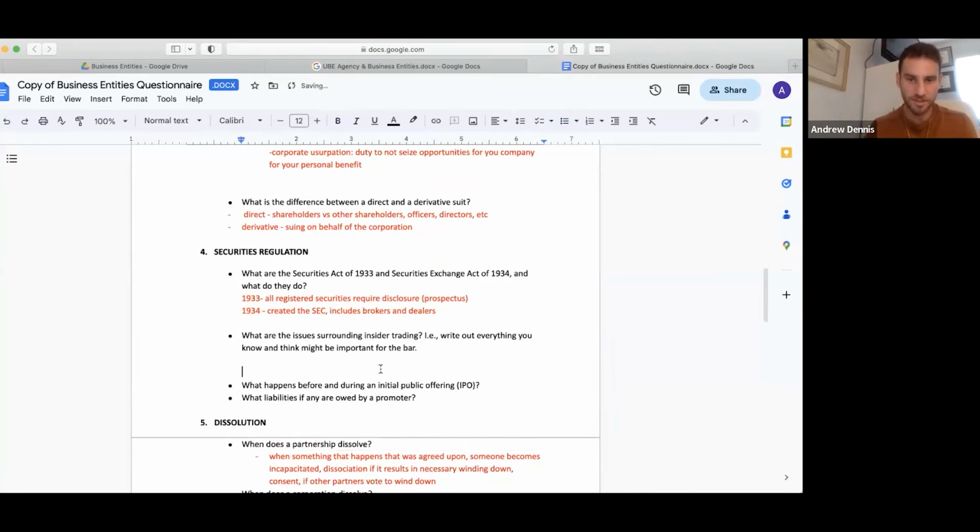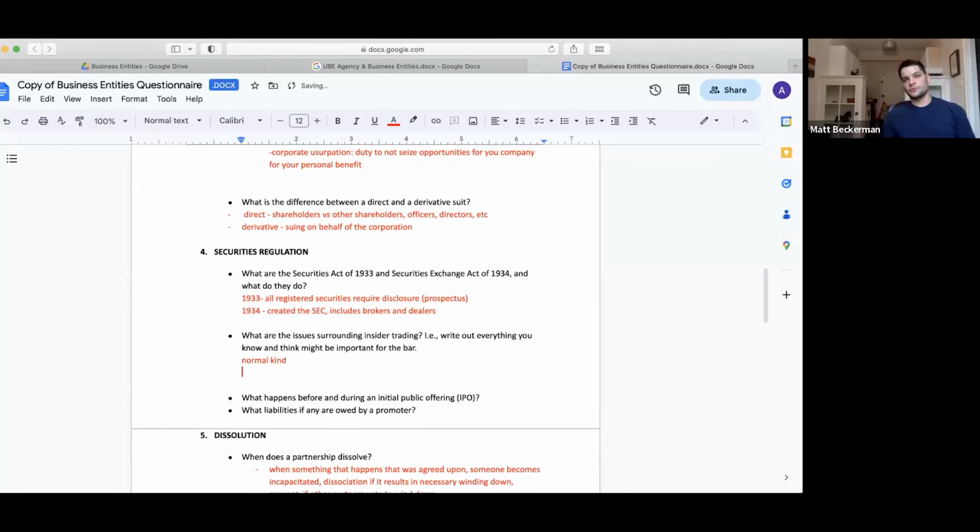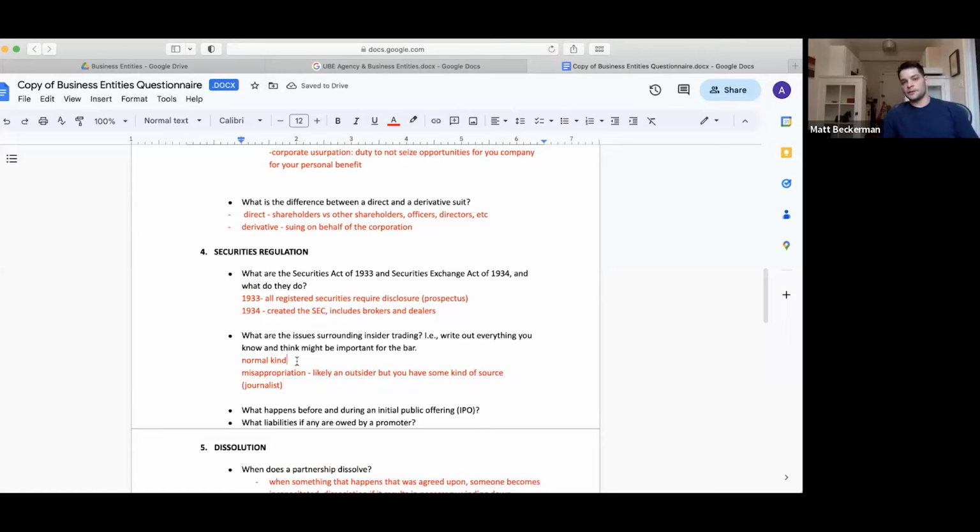What are the issues surrounding insider trading? Write out everything you know and think might be important for the bar. All right, Matt, how about you tell us everything you know that might be important for the bar? About insider trading. Yeah, there are two main types: the normal kind, and then misappropriation. Misappropriation is a little more obscure. You might not even be an insider in a business. You're probably an outsider, but you have some kind of source. The only example that comes to my head right now is if you're an investigative business journalist, and you get a source from your boss, the newspaper company, and instead of using the source to do your investigation, you use your source to profit. That would be misappropriation, even though you're not actually an insider.